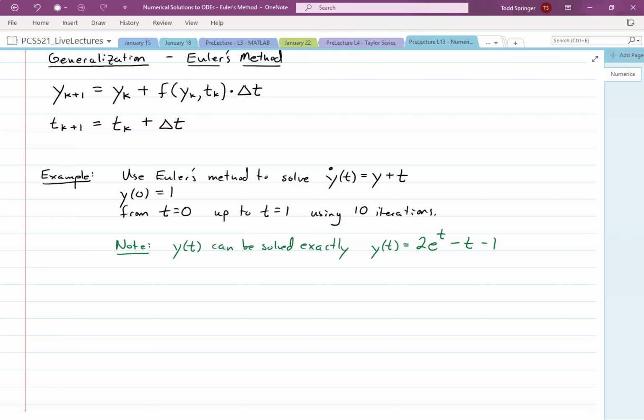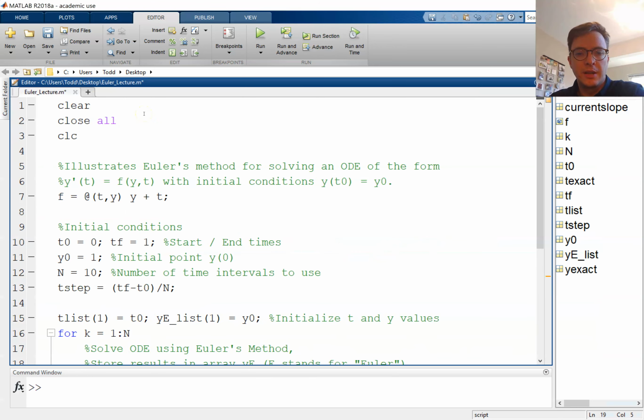Now, a lot of times when you have to solve something numerically, you won't know the exact answer. But in this case, I'm just doing it as an illustration to show you how it looks compared to the exact answer. So let's take a look at MATLAB. I've started something to do this example. So here's my function f. I've defined a function f of y and t as y plus t. Okay, so this is the equation I'm trying to solve. y dot is equal to f of y and t, and so that f is everything on the other side of the ODE. Because we're trying to solve y dot is equal to y plus t, I put in here y plus t. If you have a different ODE, you just change this function here.